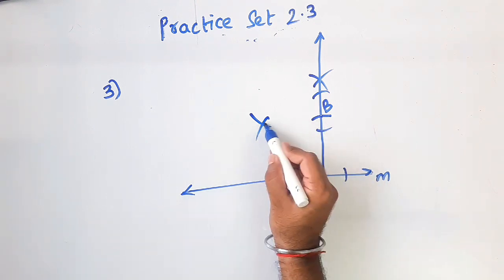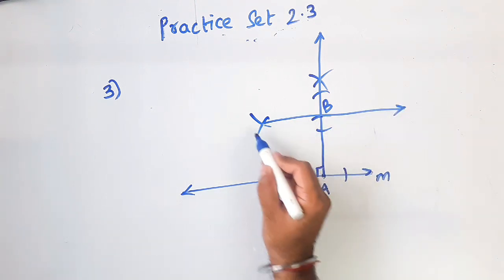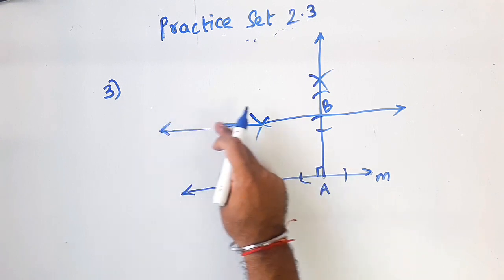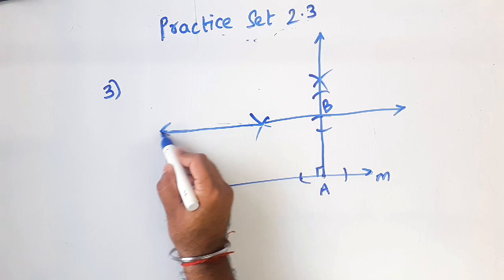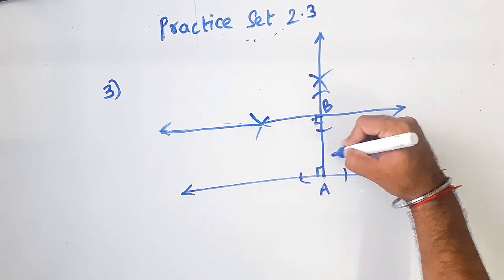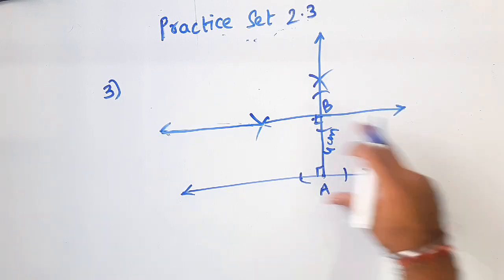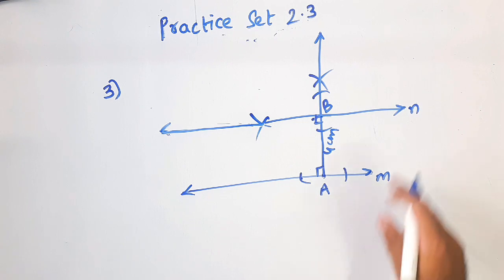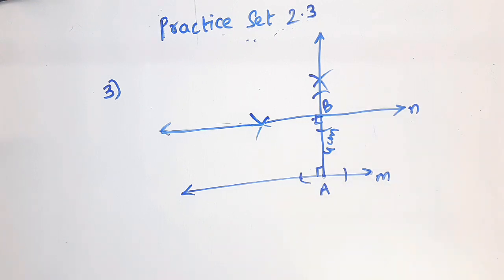Now if you see, this will exactly be parallel to line M, and the distance here will be 4 centimeter. So this parallel line, which they have called N, you name this as N. So this will exactly be 4 centimeter away from line M.